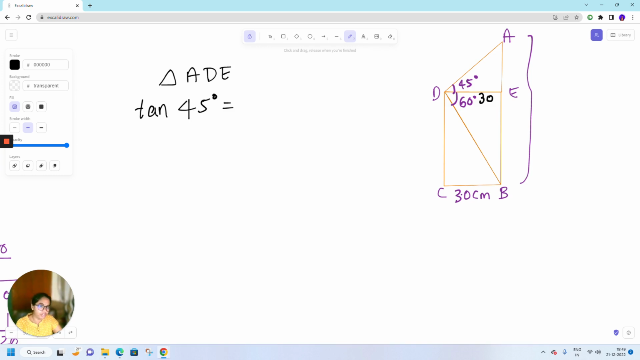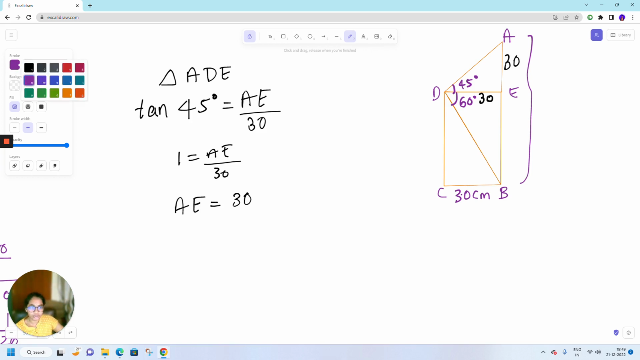Which is opposite to 45 degree? AE. Which is adjacent to 45 degree? That is DE. Value of DE is 30. So, tan 45 is 1, equals AE divided by 30. What is the value of AE now? That would be 30 into 1, which is 30. Okay, so the value of AE is 30.